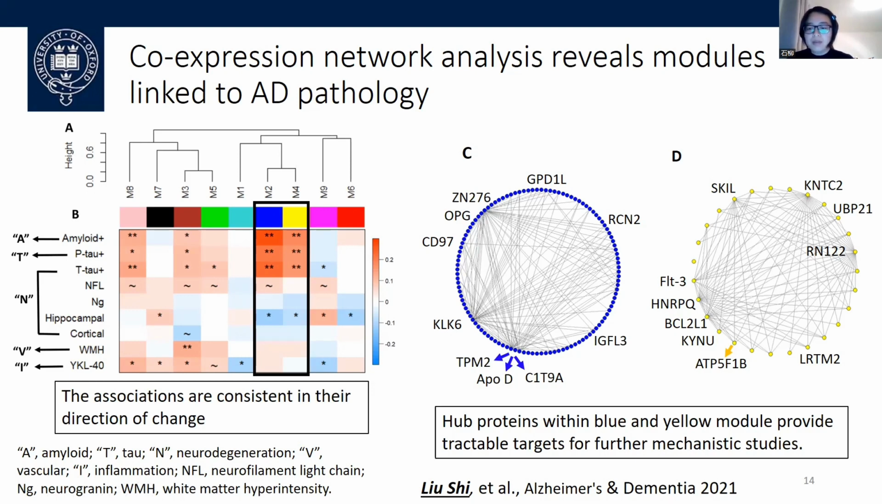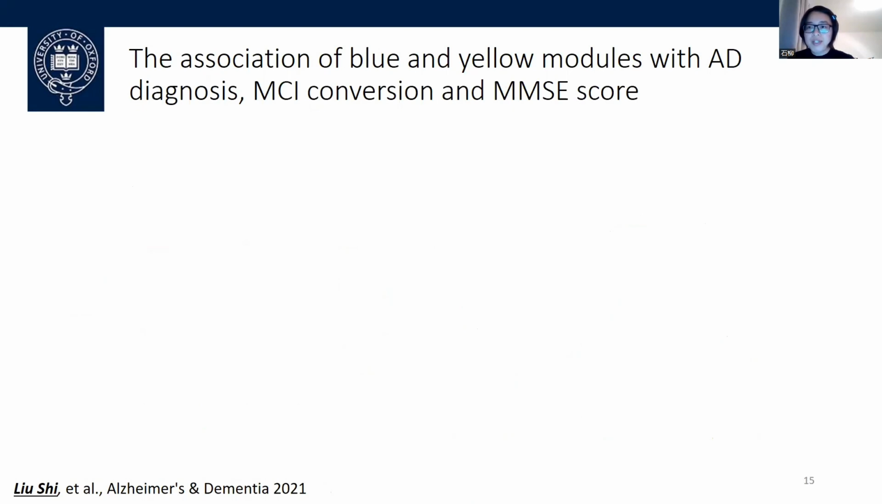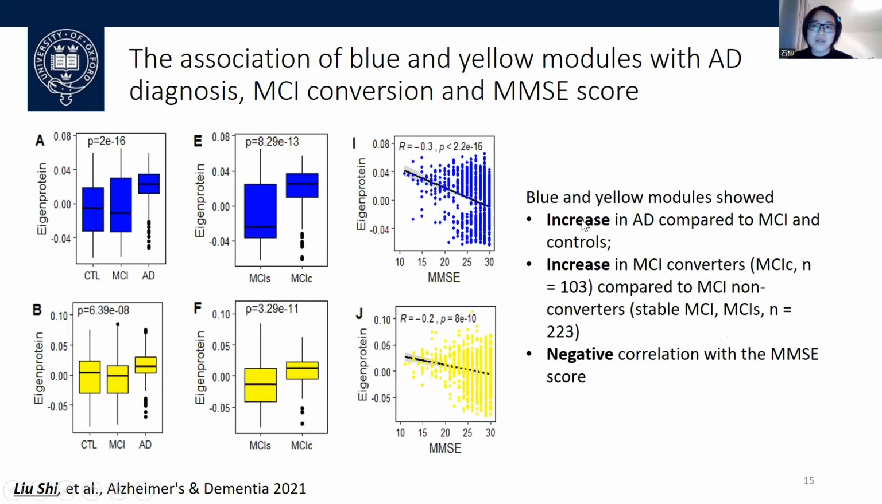So apart from AD pathology markers, we also checked the association of these two modules with AD clinical diagnosis, including control, MCI, and AD, shown in figure A and B. We also compared the association of these two modules with MCI conversion, which means we compared them between MCI converted to AD and MCI non-converted to AD. It's a disease progression. In addition, in figure I and J, we compared the association of these two modules with MMSE score, which is a clinical diagnosis.